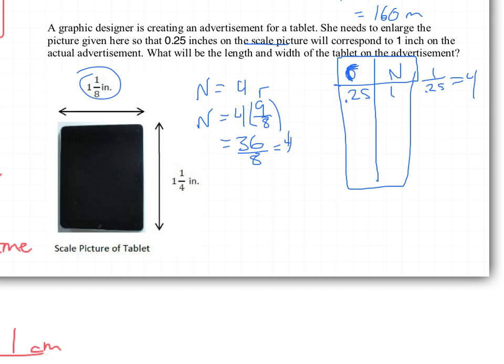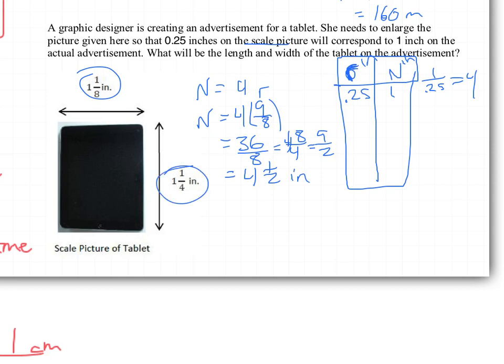18 over 4. Actually, I can simplify that even further. It's going to give me 9 over 2, which is 4 1/2 inches. So again, we didn't change units from here to here. These are both in inches when we set up our scale factor that way. So it's still 4 1/2 inches.